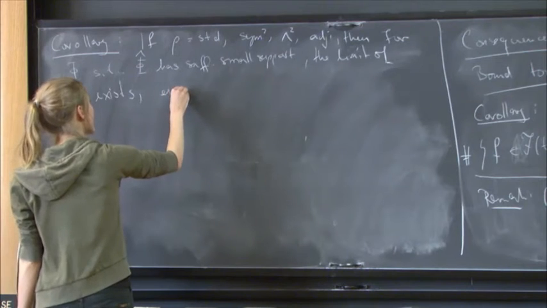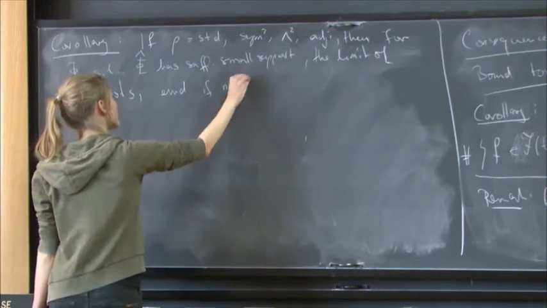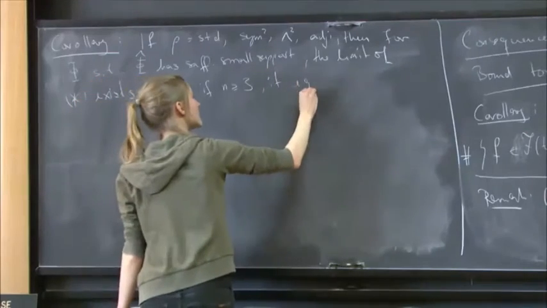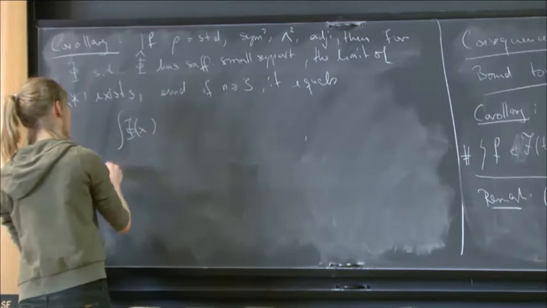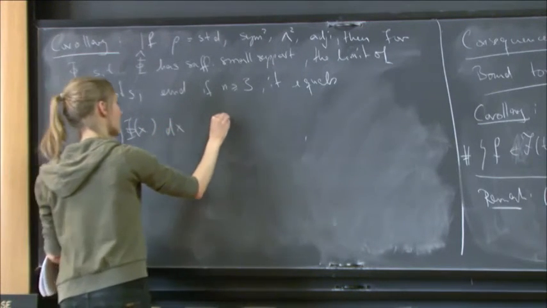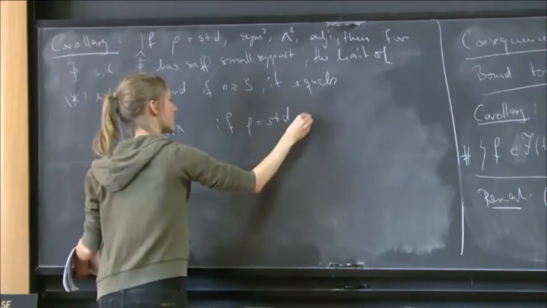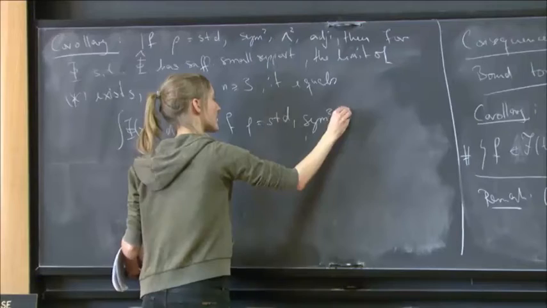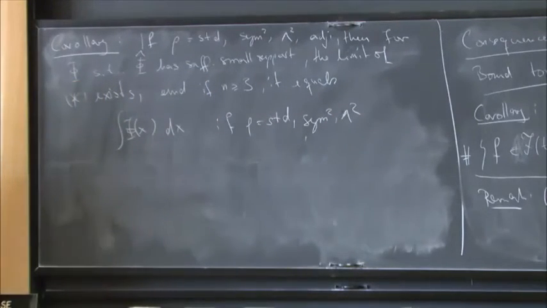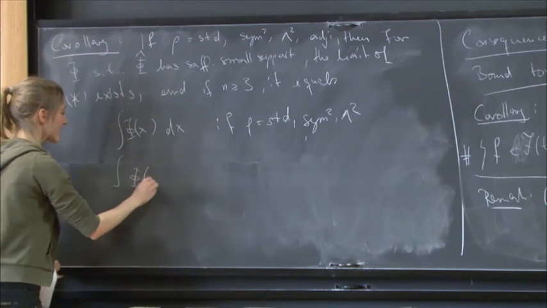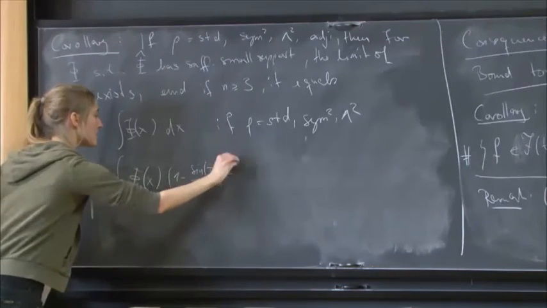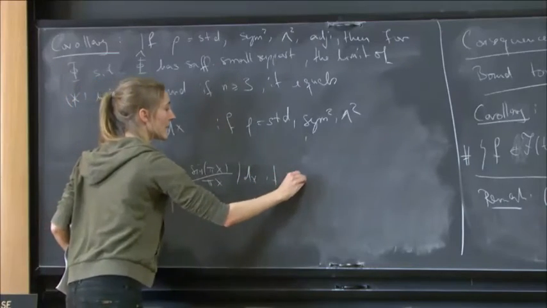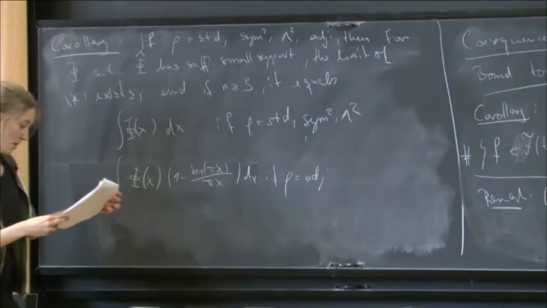And if n is at least 3, it equals, so we can write down, just the integral over phi of x, if rho is the standard representation or the symmetric square or the exterior square, and the integral over phi of x times 1 minus 2 times, if rho is the adjoint representation.